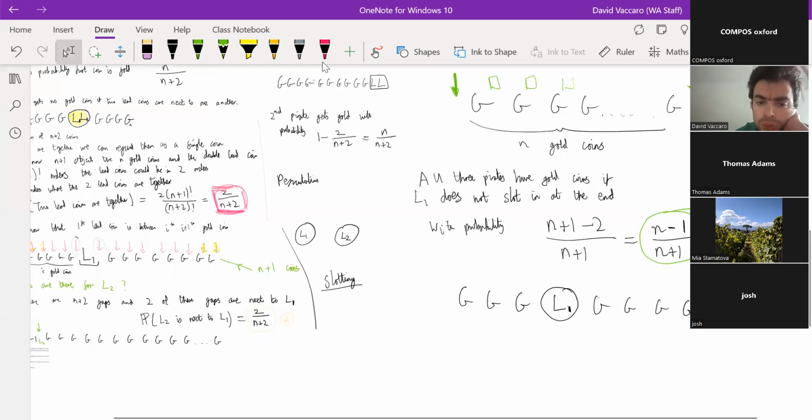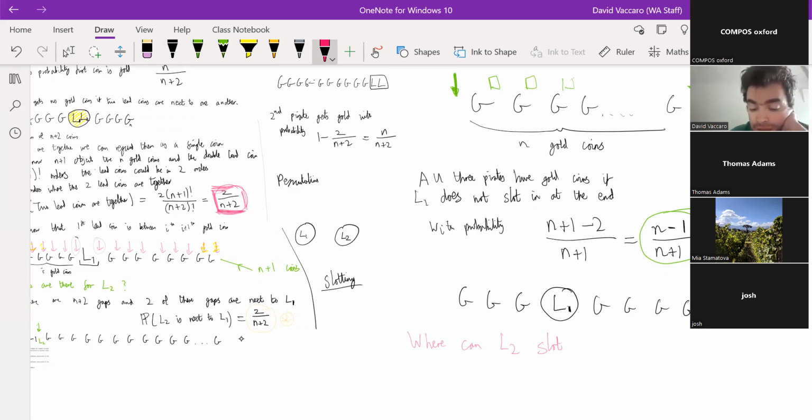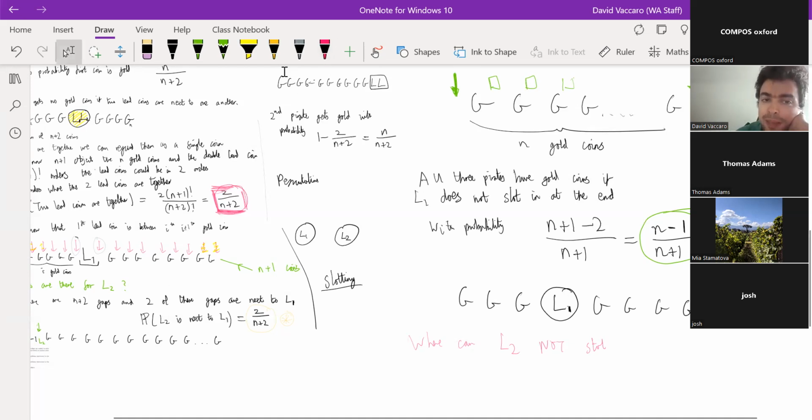Where can L2 now not slot? So there's a few excluded. So the question is, for all 3 pirates to get gold, where can L2 slot? Or maybe it's an easier question to say, where can L2 not slot? Put it into the chat. In how many places can L2 not slot, and how many places are there?